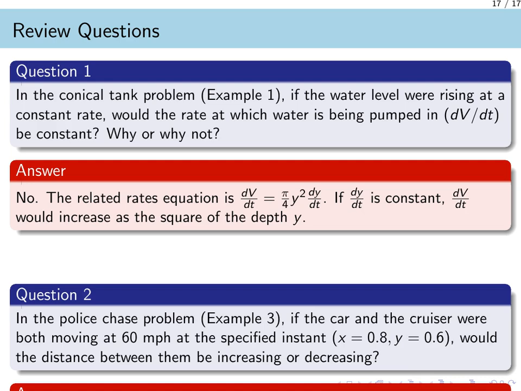Second, in the police chase, if both vehicles traveled at 60 miles per hour, the distance between them would still be increasing. At that specific moment, the car is moving mostly away from the cruiser, while the cruiser's motion is nearly perpendicular to the line connecting them. The car's eastward speed separates them more than the cruiser's southward speed closes the gap, causing the distance to grow at 12 miles per hour. The key lesson is that our initial intuition can be misleading, so we must always rely on the derived rate equation to understand the full picture.